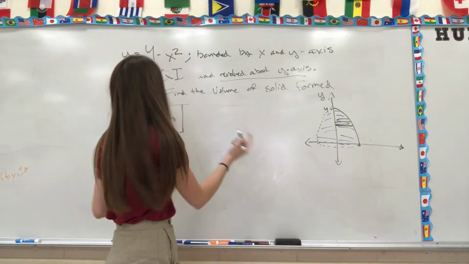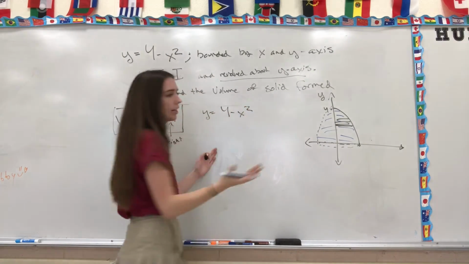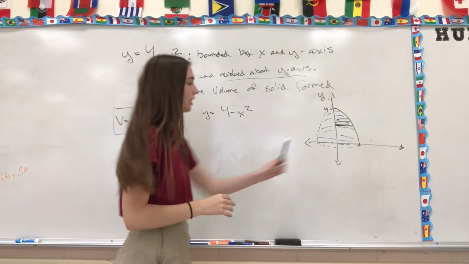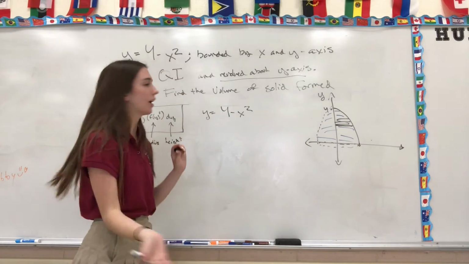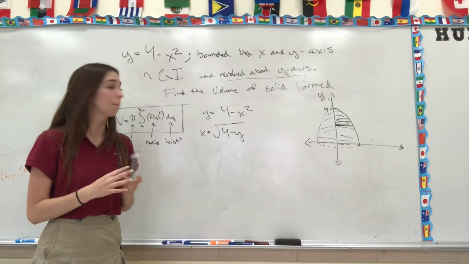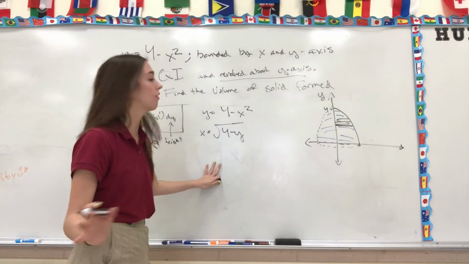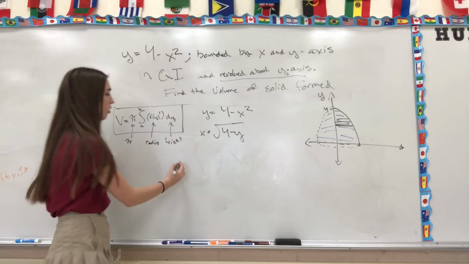Sadly, we can't just say y equals 4 minus x squared is our radius. No, it has to be with respect to x. So we need to rewrite this as x equals the square root of 4 minus y. That is going to be our radius plug-in. So since we have this, we can start putting it into our equation.